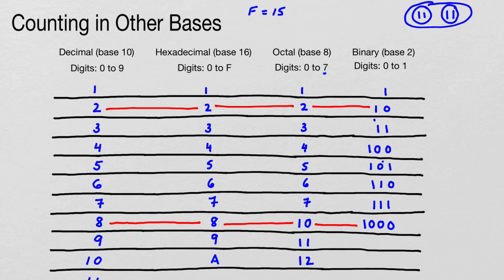So to continue in binary, we have 1001 and then 1010, because we added 1, so then we had a group of 2, and we bring that over as a group of 2 and 0 ones. So that's how we get from 1 to 10 in those 4 different systems.